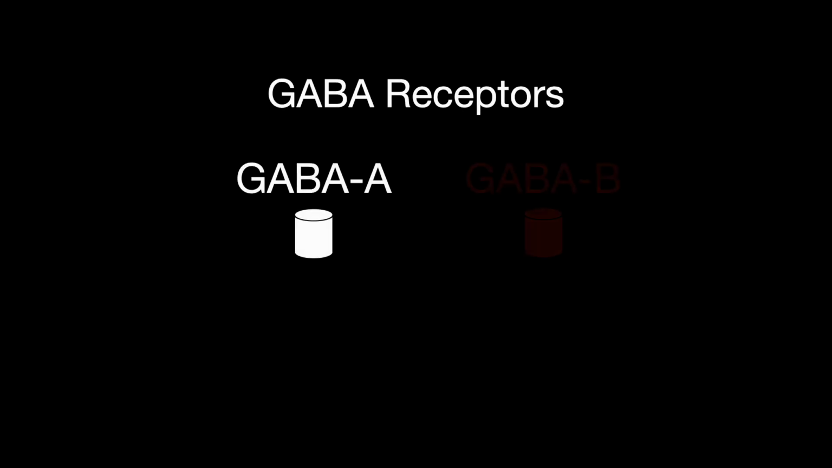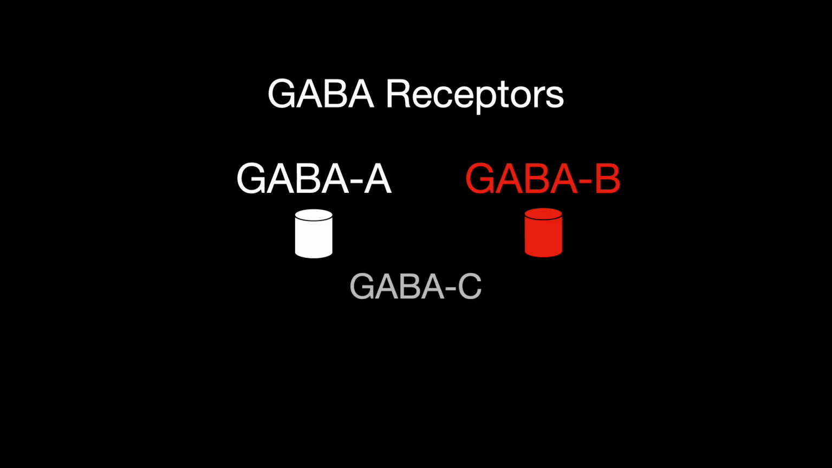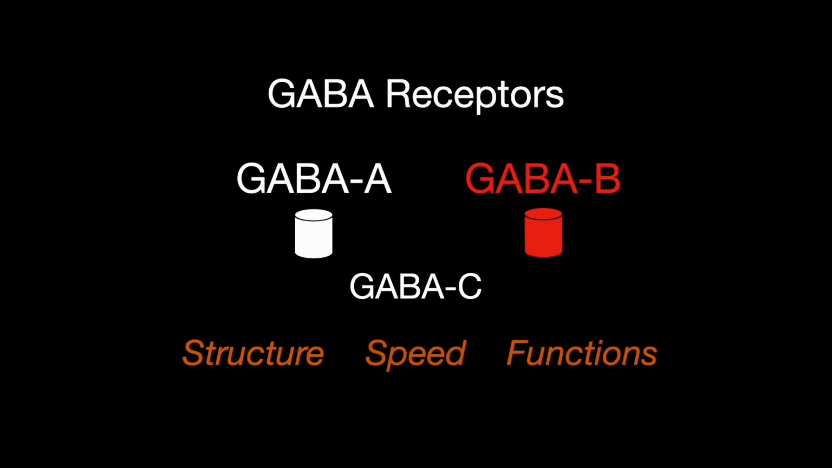There are two major classes of GABA receptors. These are GABA-A and GABA-B receptors. Historically, a third receptor called GABA-C was described, but today it is considered a specialized subtype of the GABA-A receptor family because of its molecular structure. The two major receptor families differ dramatically in structure, signaling mechanism, speed, and physiological functions. Understanding these differences is fundamental in neuroscience.